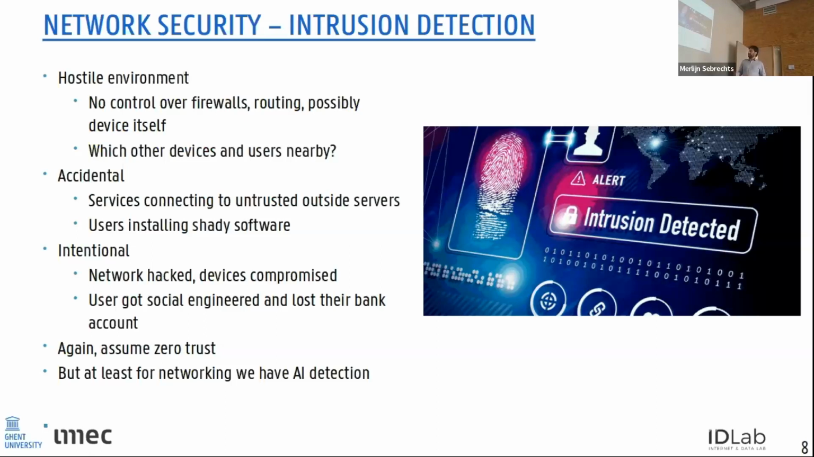And then it could be, well, fully intentional. Someone can just deploy or try to deploy botnets on your network, and a couple of firms get in and compromise your devices, and before you know it, everything gets leaked to China. Again, basically assume zero trust. At least for network security, we do have AI intrusion detection, which is these days very successful at detecting malformed packets and actual attacks with malformed packets.